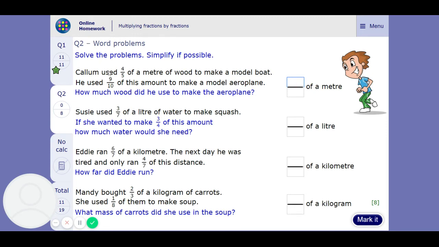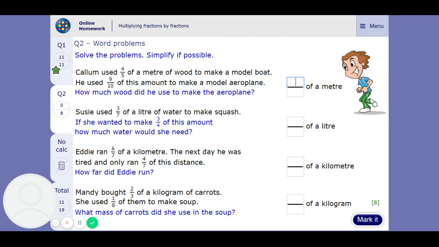So word problems again. When you're doing word problems, just remember what the topic is, because that is what maths you're going to have to do. So we're going to be reading the words, but we are going to be thinking about multiplying fractions. So Callum used 4/5 of a meter of wood to make a model boat. He used 9/10 of this amount to make a model aeroplane. How much wood did he use to make the model aeroplane? Now that's pretty tricky if we didn't know the topic was multiplying. You might want to subtract them or do something else, but we know we've got to multiply them because he's using 9/10 of 4/5, and the word of in maths can often be replaced by a multiplication sign.